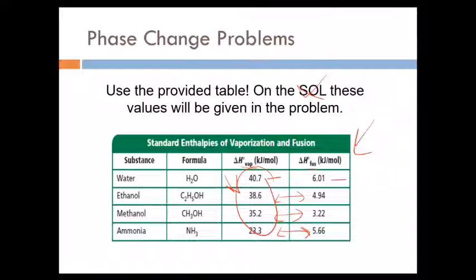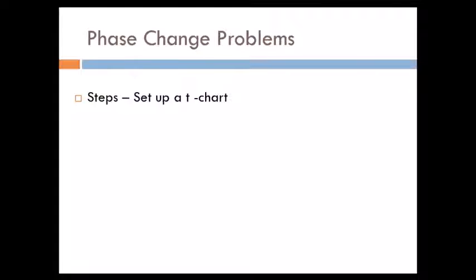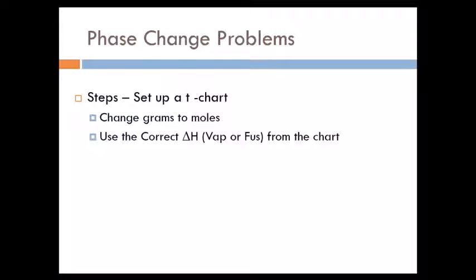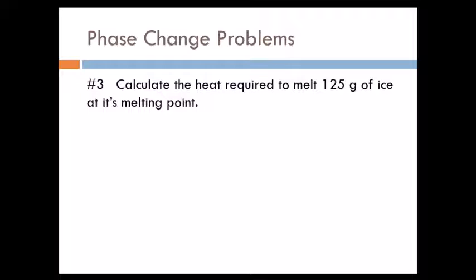So we're going to work a few problems. I'm going to show you a couple of how to do this where you are figuring out the amount of heat to phase change. Q equals mcΔT is warming and cooling. Now we're going to look at phase changing. It's a different type of calculation. So set up a T-chart. You need to change your grams to moles, and then you use the correct delta H, whether it's vaporization or fusion, from the chart.